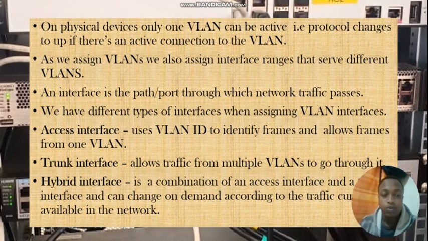We also have what we call the hybrid interface, and this is a combination of the access interface, that is, it can allow traffic from one VLAN to be transported through that interface, or it could allow multiple VLANs to use the same interface, and that changes according to demand, that is, according to the active connections that you have or that are available in the network.